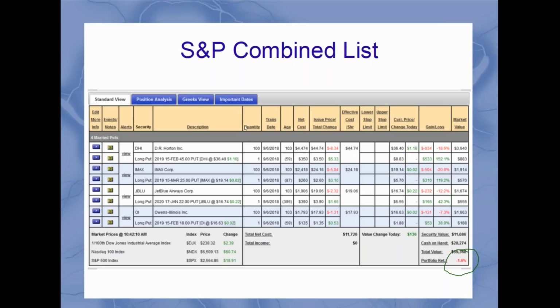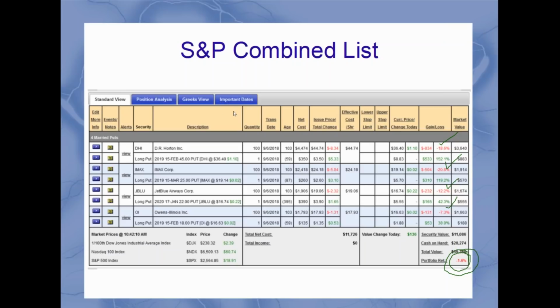This is how the S&P 5-star list, the top 4 results on September 6th, would have turned out. Only a loss of 1.6%. Holding positions that are down 18.6, 20.8, 12.2, and 7.3%. Now this is 1.6% of the total portfolio, not as an average of each position. Okay, that's naturally much higher. But as the total portfolio, because of proper position sizing and just allocating 100 shares in one put, you see that this would be down 1.6%.